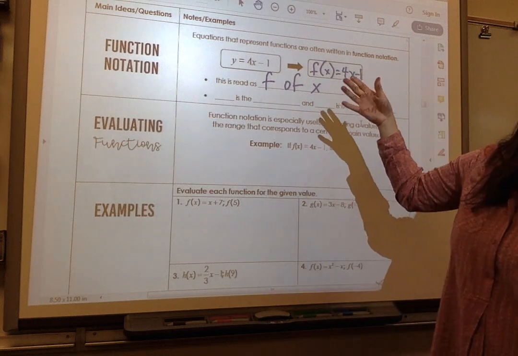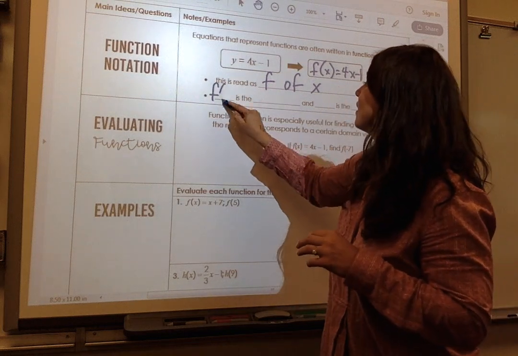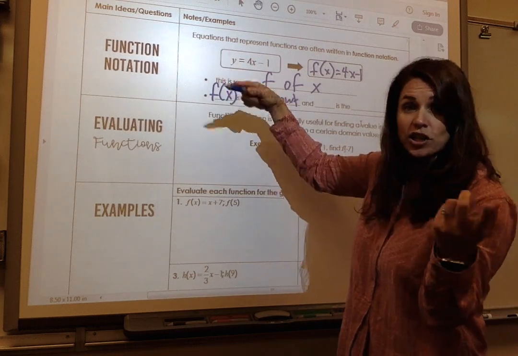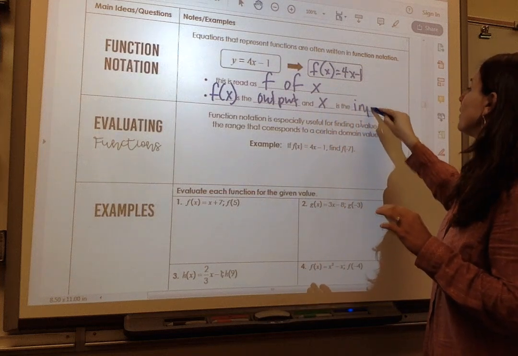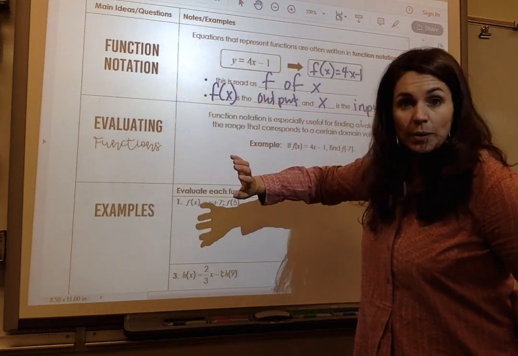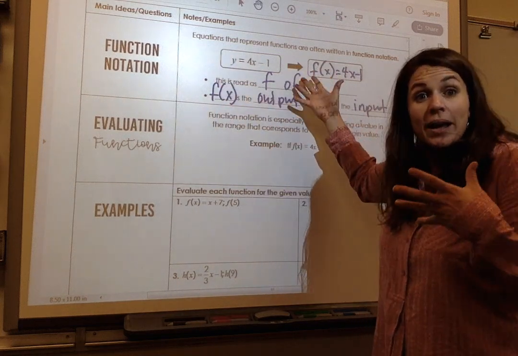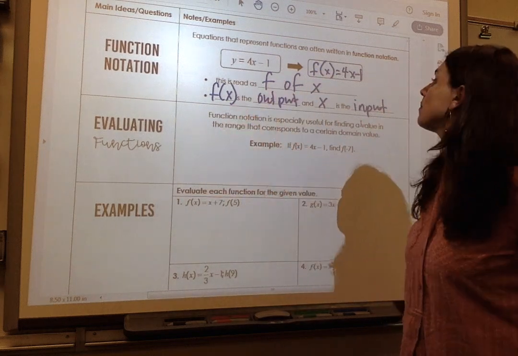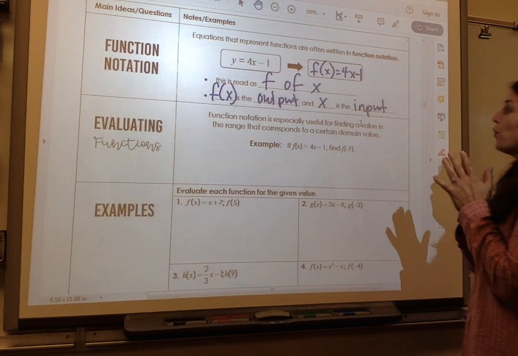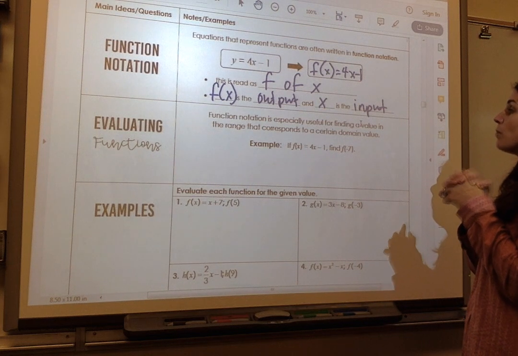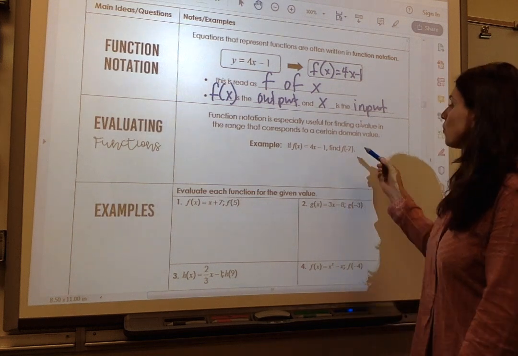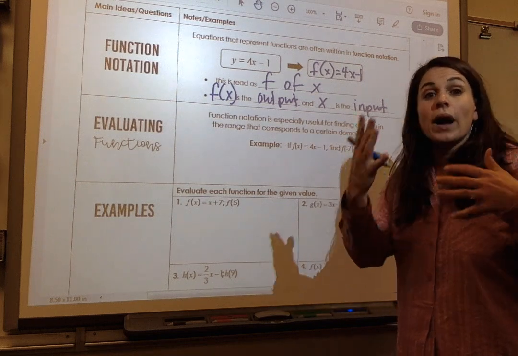So what you can see here is that f of x is the output, which is the same as it's been. I'm just changing it. And x is the input. That hasn't changed. X will always be my input. Y will always be my output. But in this case, I'm talking about my f function. So f of x is my output. Okay? So function notation is especially useful for finding a value in the range that corresponds to a certain domain value. So what that means is, remember, x is my domain, y is my range.